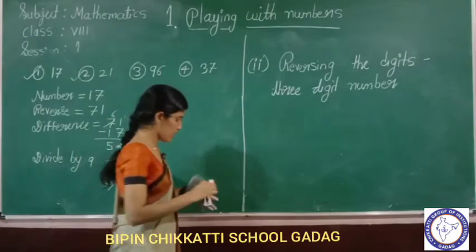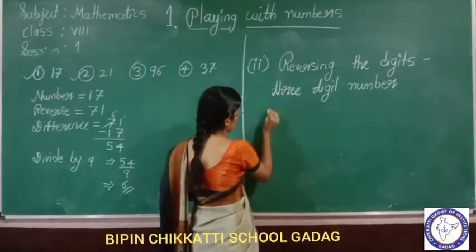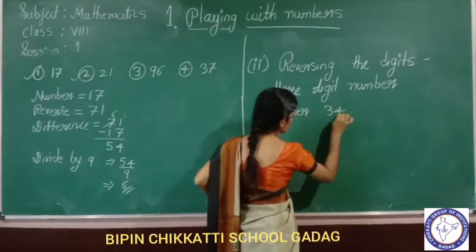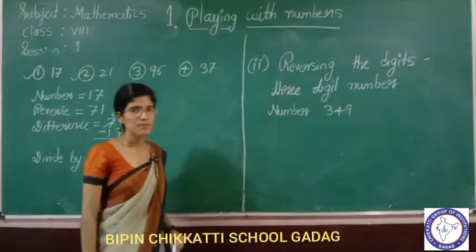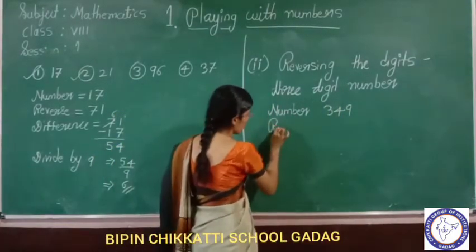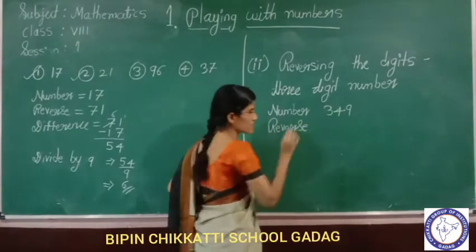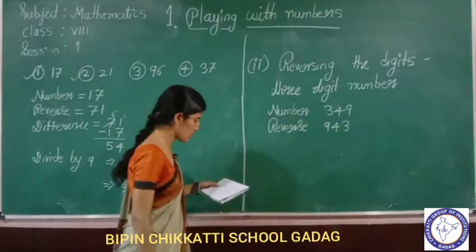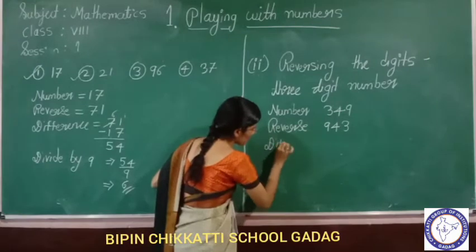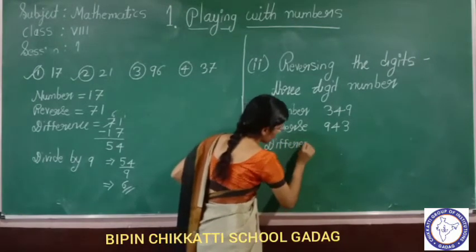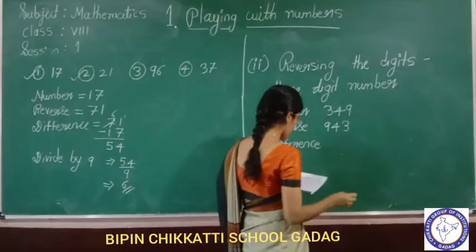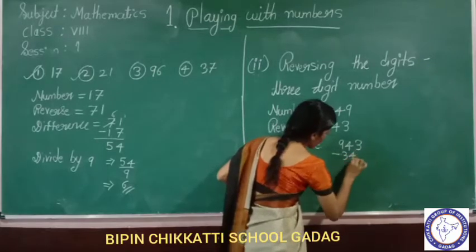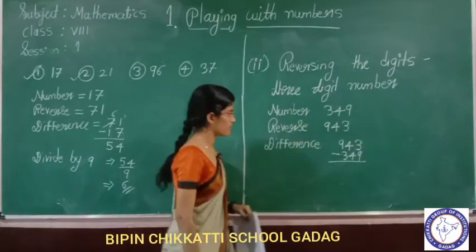Now I will take the number 349. What is the next step? Reverse. We have to do reverse here. Reverse it, we are getting 943. Now do the difference. That is 943 minus 349. So do the difference. We are going to get the answer 594.